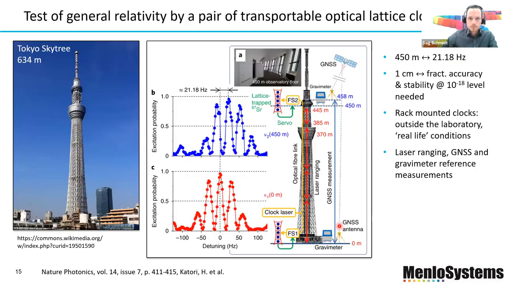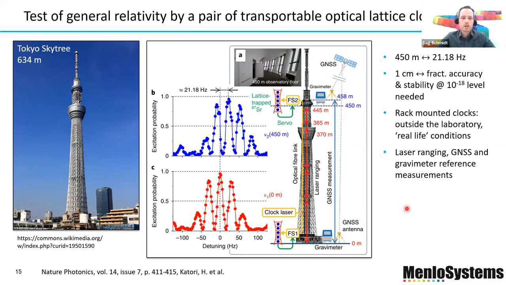Okay. So what can you do with today's state-of-the-art optical lattice clocks? Well, you can, for example, test Einstein's theory of general relativity by putting two different clocks in a tower. On the left you see the Tokyo Skytree, and a group of Professor Katori in Tokyo did these measurements, supported by my dear colleagues Michele Giunta and Maurice Lessing, who were working day and night to make this happen. So what was done here? One optical clock was located pretty much on the ground level. And the other one was located on a platform at 450 meters height.